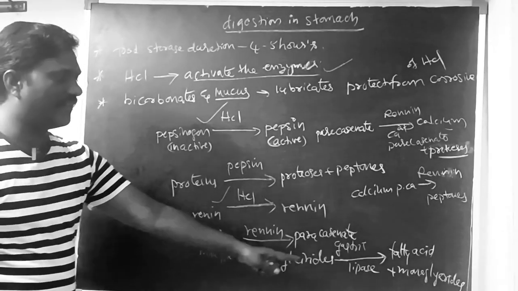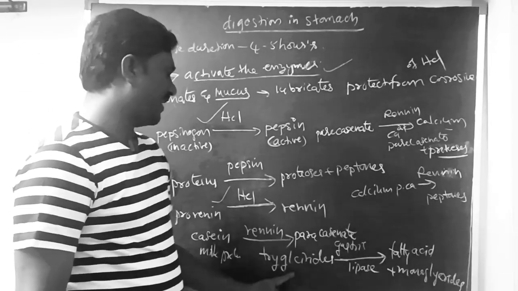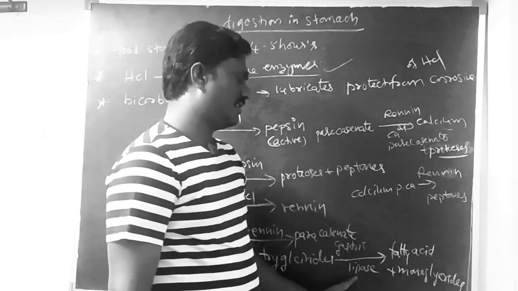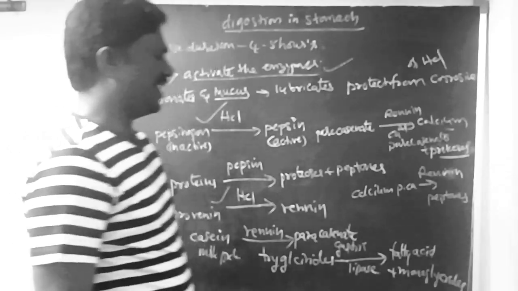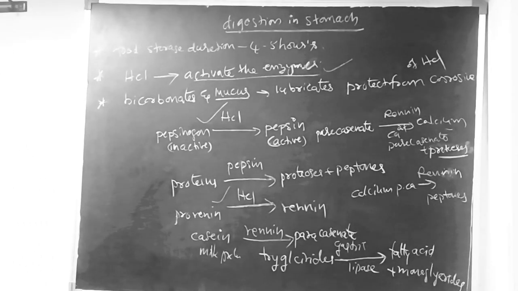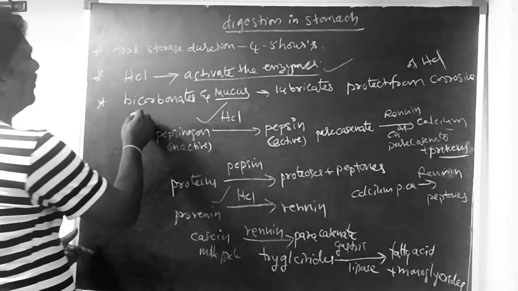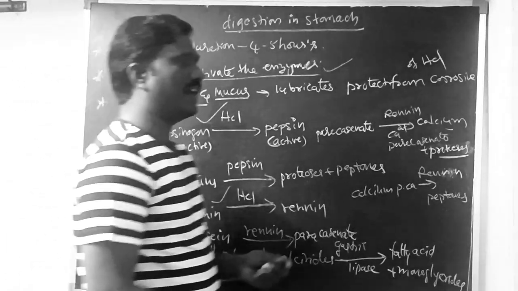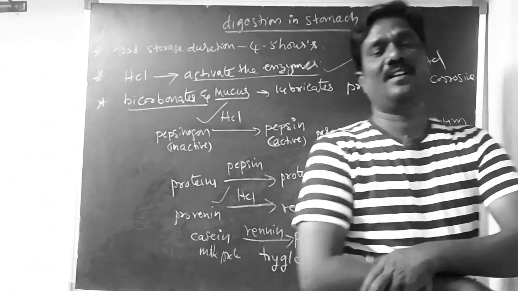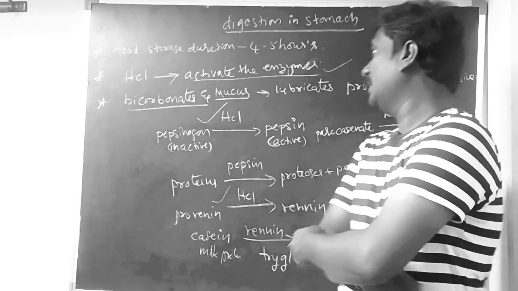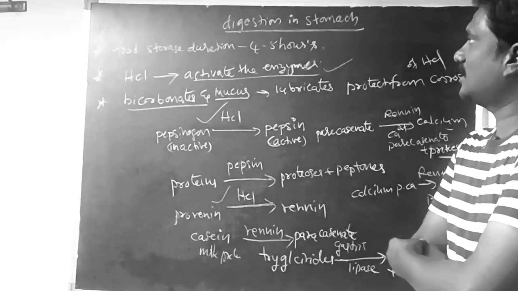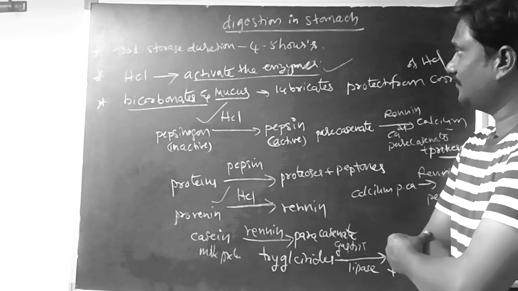The next one is fats. Fats in the form of triglycerides are converted by the gastric lipase into monoglycerides and fatty acids. These bicarbonates act as a buffer and regulate the acidic medium of the stomach. This is the digestion process in our stomach.